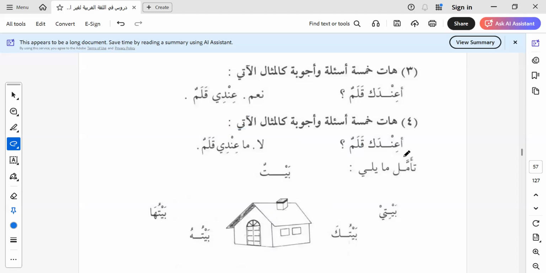So we say, أعندك قلم, just like here. This is a negative answer. Do you have a pen? And he said, لا ما عندي قلم. It's a way to say, no, I don't have a pen. So if you want to negate, ما عندي قلم. عندك قلم؟ ما عندي قلم. Okay, so let's form one question each for everyone. Sister Mutia, you start first.